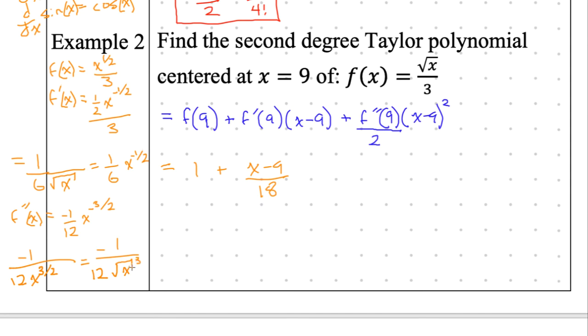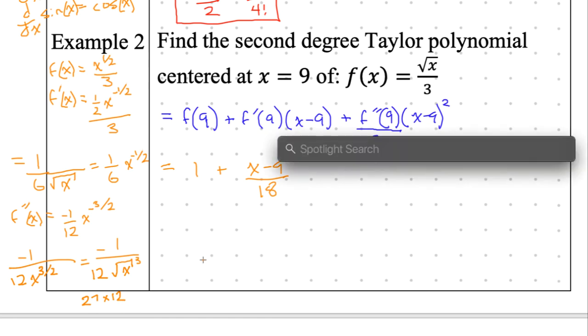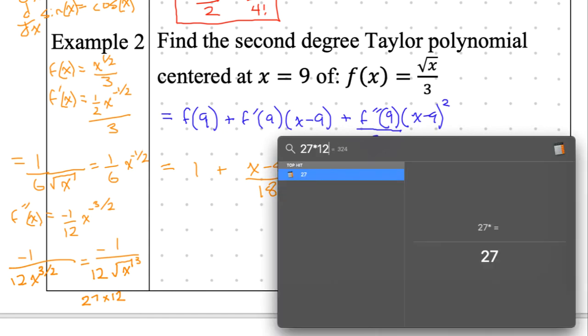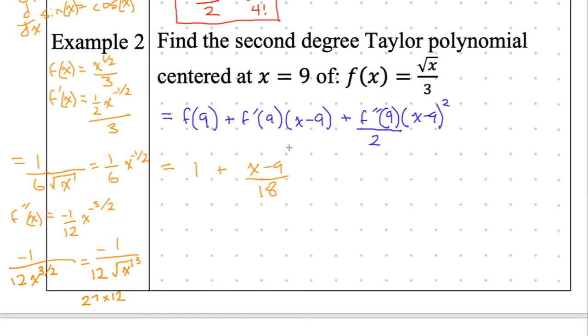27 times 12, that's the denominator. I'm just going to cheat. I'm going to use a calculator. 27 times 12, 324, youch. So this is 1 over 324, but we also have to do the divide by 2. So if I'm writing out my work, I have 1 over 324 times that 1 over 2, that 2 is in the denominator, and then this is still times x minus 9 to the power of 2.